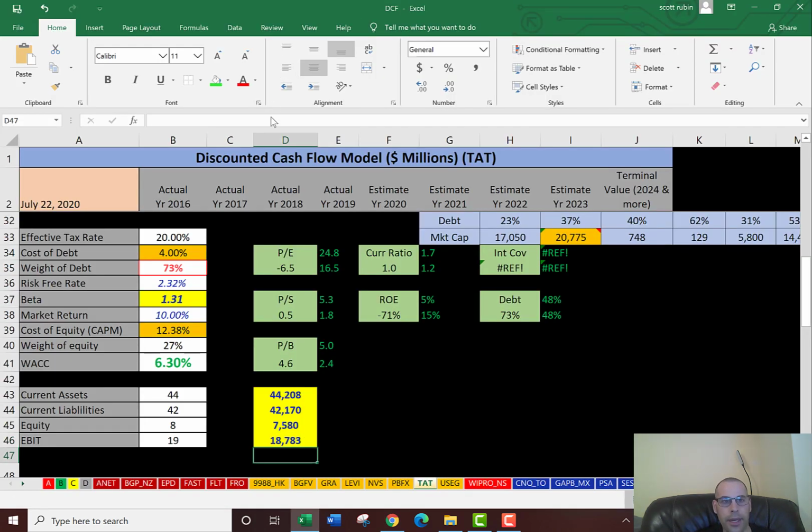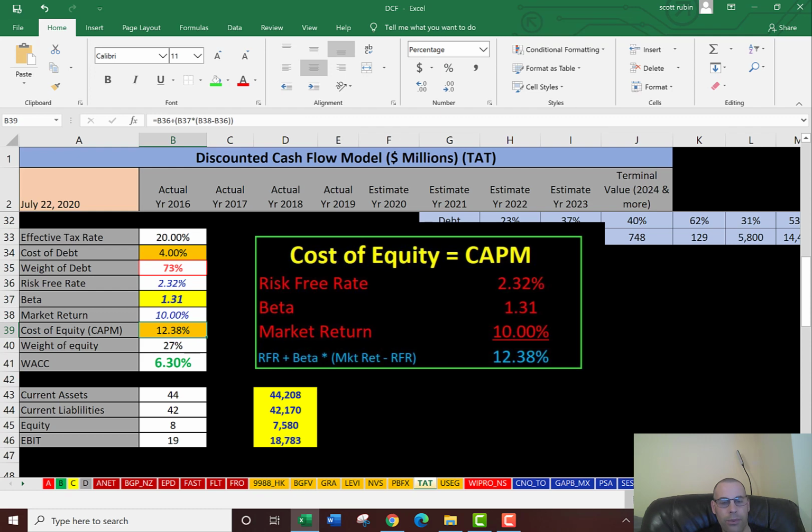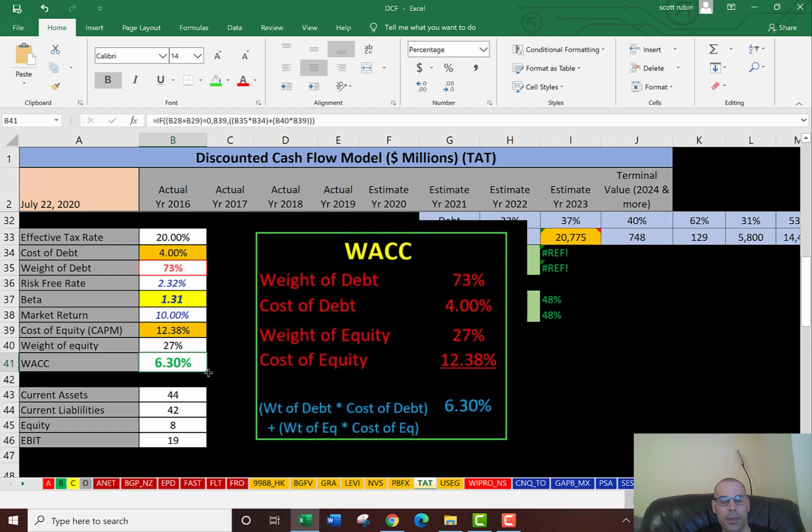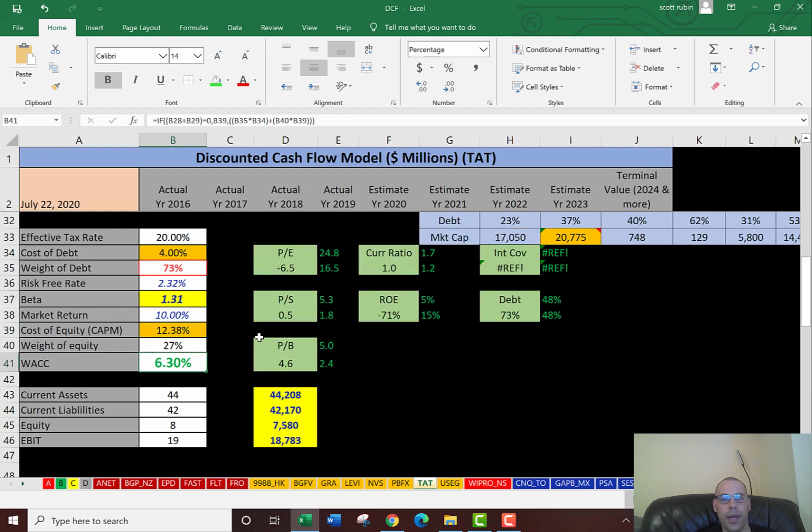Let's look at their capital structure. The cost of debt is 4%, and they have 73% debt. The cost of equity is 12.4%, and they have 27% equity. So the weighted average cost of capital is 6.3%, which is a blend of the cost of debt and cost of equity. And that's a discount rate we're going to apply to the future cash flows.